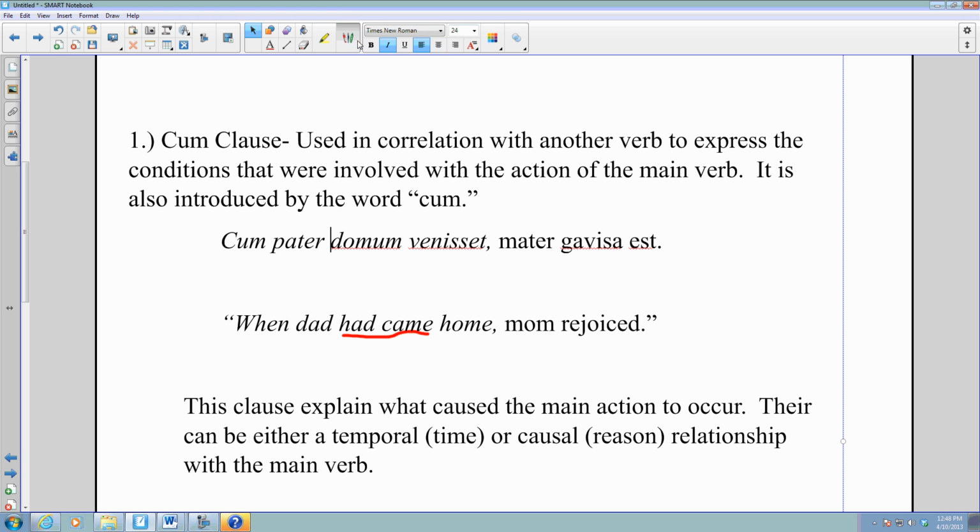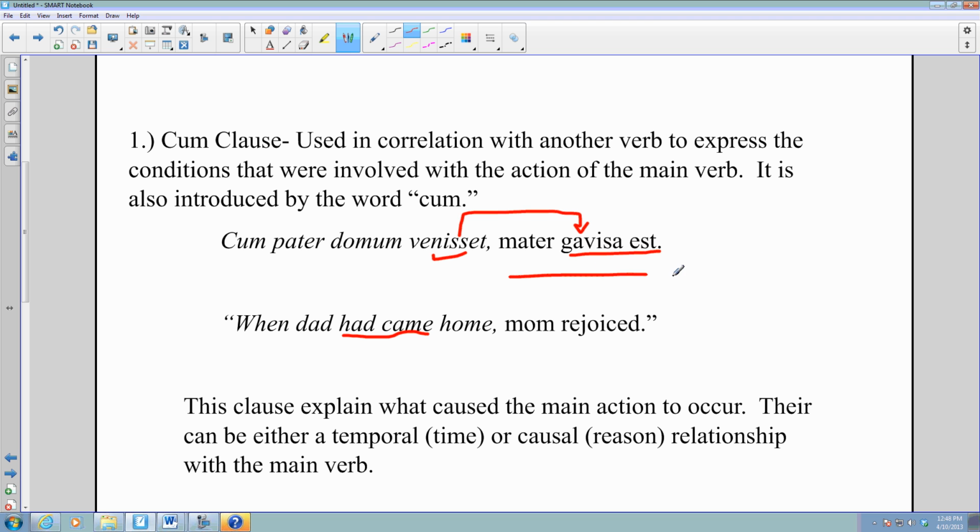When dad had came home, it's had came because the pluperfect is being used in the subjunctive. It happens before the main clause, which is in the perfect. When dad had came home, mother rejoiced. So the indicative is just mother rejoiced. That is a normal way to translate the indicative half of the sentence. Subjunctive will not affect the indicative part of the sentence.